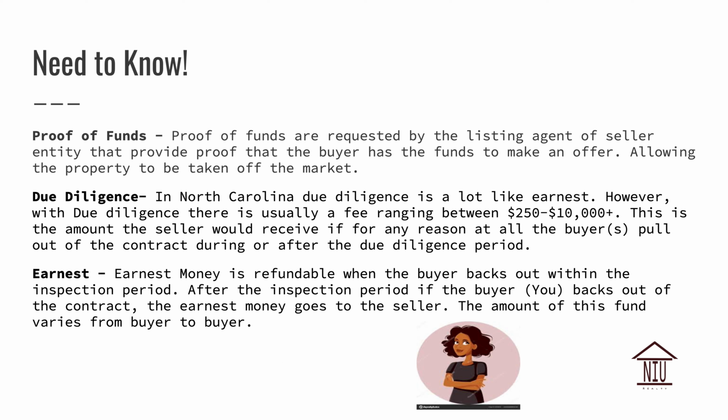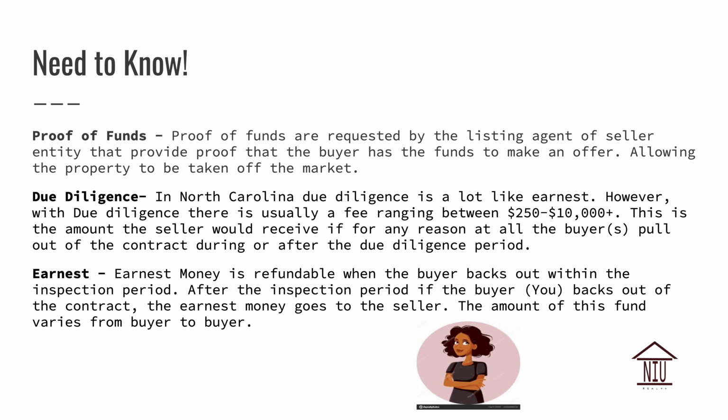Due diligence. In North Carolina, due diligence is a lot like earnest money. However, with due diligence, there is usually a fee ranging between $250 to $10,000. This is the amount the seller would receive if for any reason at all the buyer pulls out of the contract during or after the due diligence period. Meaning, if you pull out of that contract after you've paid your due diligence, for whatever reason, that money is not refundable to you, whether it's $250 or $10,000.